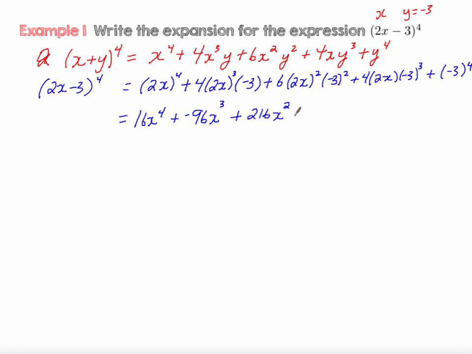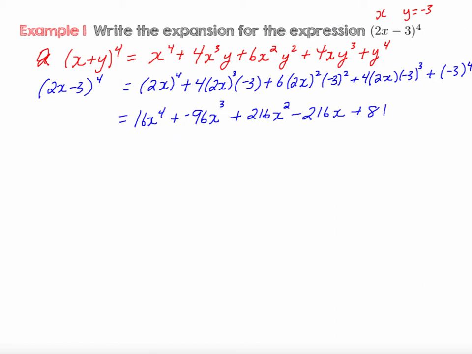And then the next term is going to be negative. So negative 3 cubed is negative 27. Okay, negative 27 times 2 times 4 is actually 216 again. So I have minus 216x, right? Just x. And lastly, we're going to have plus 81. That's 3 to the fourth. So that's that binomial expansion there, using the rules of Pascal's triangle.